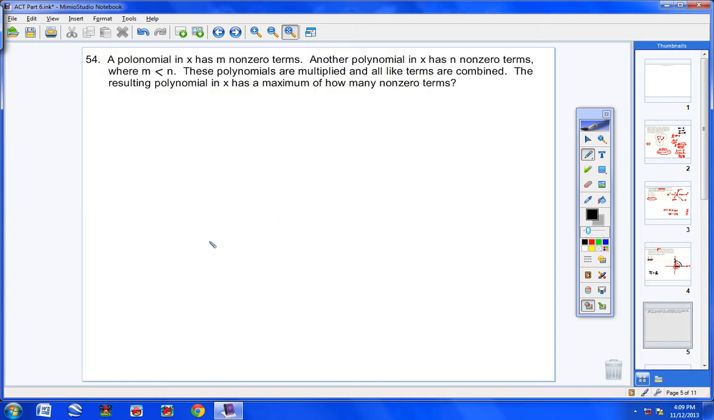Number 54. This will be a very interesting problem. A polynomial in X has m non-zero terms. Another polynomial in X has n non-zero terms. Now notice that the m non-zero term polynomial has less non-zero terms. M is less than n. And these polynomials are multiplied, and all like terms are combined. The resulting polynomial in X has a maximum of how many non-zero terms?